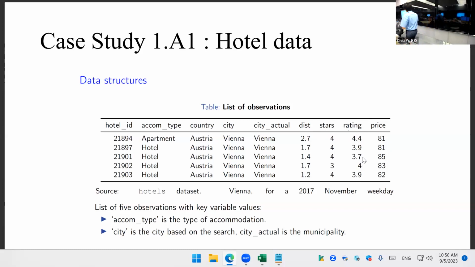Is that okay? I think they've written why the city and city actual. City is based on search, and city actual is based on exactly where the hotel is located, right? Because when you search this location, they actually show you places much further away. For example, if you go to a hotel website and search Hong Kong, they probably also give you hotels in Shenzhen, or something in Macau as well. So that's the idea. Okay. Any question? No, go to the next slide.